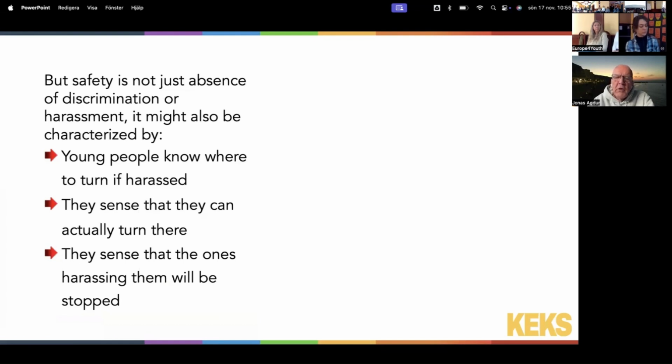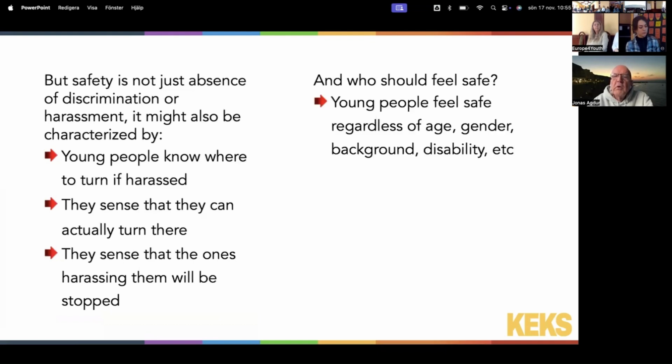This is the kind of process, this is the kind of continuous asking questions that you will have to use when constructing or creating indicators. And you must, of course, also ask yourself, who should feel safe? Young people feel safe regardless of age, gender, background, disability, etc.